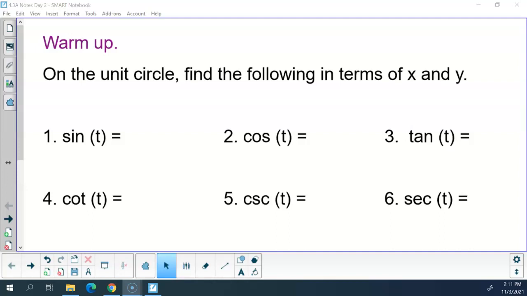So, we got 2 warm-up problems to do today. The first one we'll do together. The second one you will do by yourself.